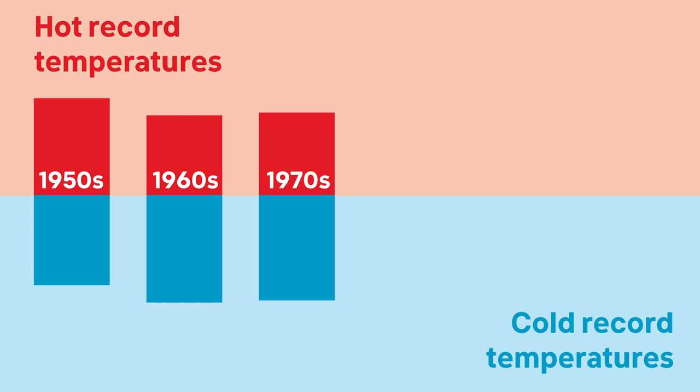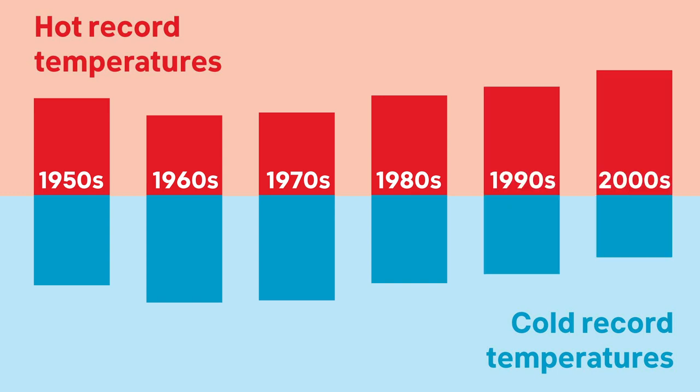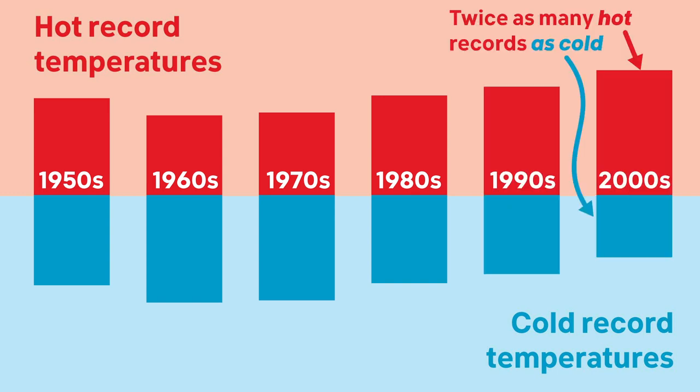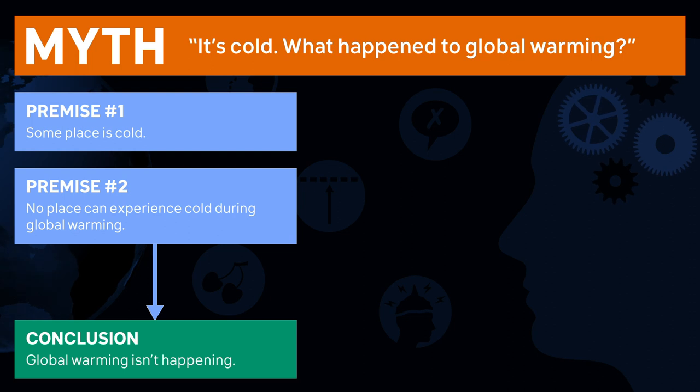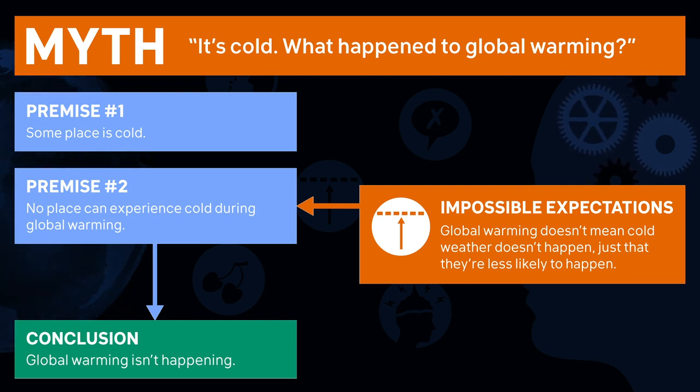Over the last half century, we've seen more and more heat records and less cold records. Heat records are now more than twice as likely as cold records. This second premise commits the fallacy of impossible expectations. It's asking the impossible to expect that cold weather is going to completely disappear in a warming world.